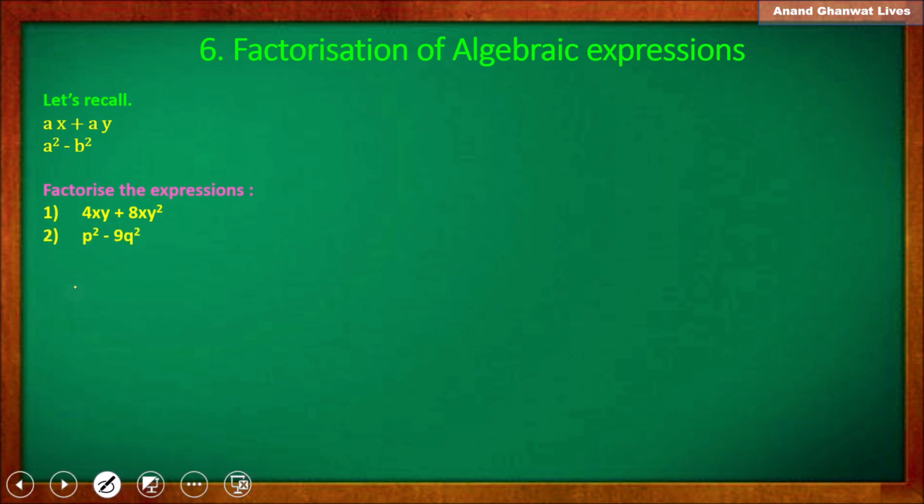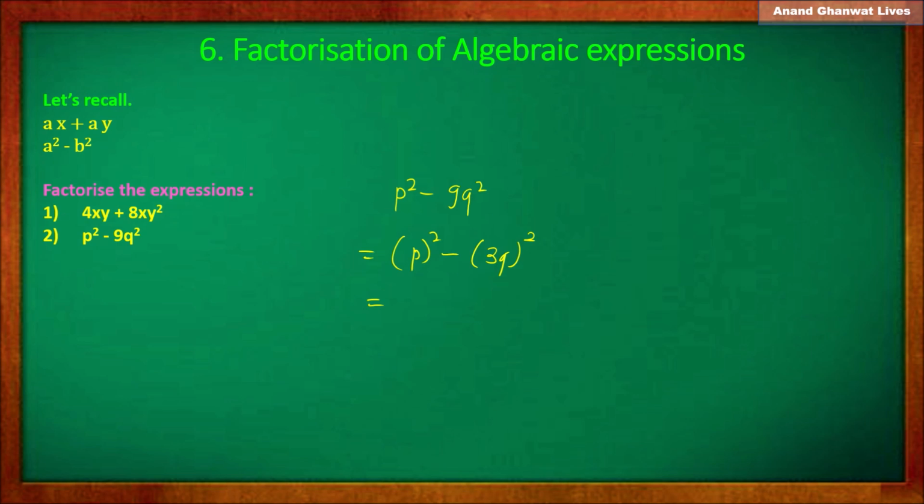p square minus 9q square. Now this p square is the square of p, and 9q square is the square of 3q. Now square of p minus square of 3q is in the format of a square minus b square, and we have already learned about the factors of a square minus b square. Yes, a plus b and a minus b. In the same way, p plus 3q and p minus 3q are the factors of given expression p square minus 9q square.